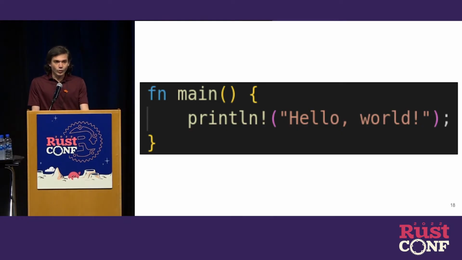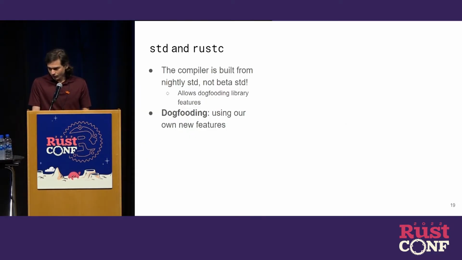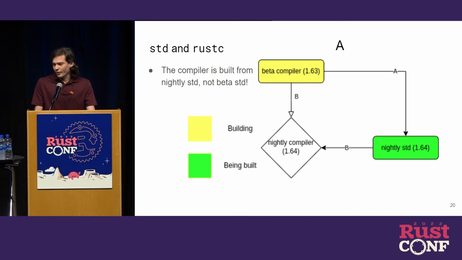The reason is, when we build the compiler, we are not using the beta standard library, we are using the nightly standard library. And the reason we do that is because it lets us dog food new nightly features, even as they're added, without waiting for beta release. And so the way this works is we have the beta compiler, which builds the standard library, and then the new standard library is used with the beta compiler to build the nightly compiler. And again, this is unlike any other program in that we're building the standard library before we build the compiler.